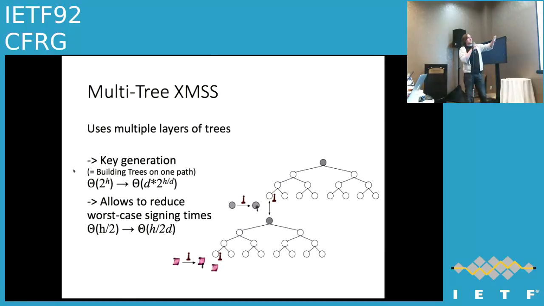And then you can reduce the key generation time for a total tree height of h from 2 to the h to d times 2 to the h over d, where d is the number of layers. So from linear in the number of signatures that you can make to the d-th root, roughly. And it also allows to reduce the worst case signing time from h over 2 to h over 2 times d. These require certain algorithms which we point to, but we do not describe how it is done in the draft. I think it will simply get too much in the draft then. Next.